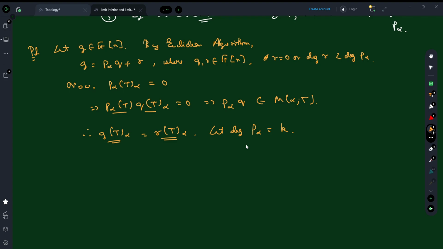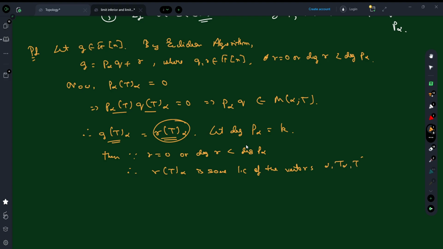And if the degree of P alpha is equal to K, then this is some linear combination. Since R equals 0 or the degree of R is less than the degree of P alpha, therefore this vector R(T) alpha is some linear combination of the vectors alpha, T alpha, T squared alpha, and so on till T to the power K minus 1 alpha.